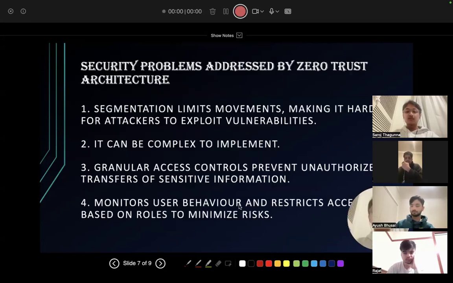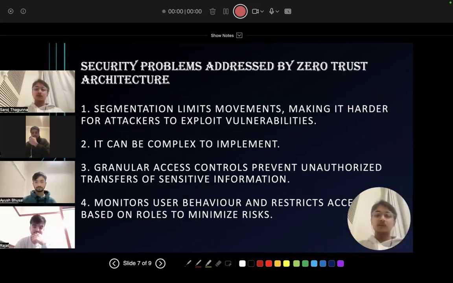Hello, it's me Abhishek. I would like to explain the security problems addressed by zero trust architecture. Segmentation limits movement, making it harder for attackers to exploit vulnerabilities. Zero trust architecture can be complex to implement, and granular access controls prevent unauthorized transfers of sensitive information. It also monitors user behavior and restricts access based on rules to minimize risks.